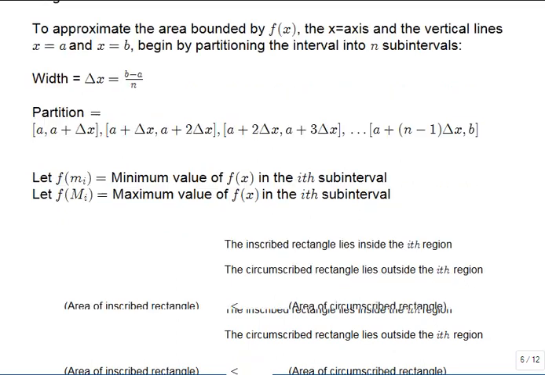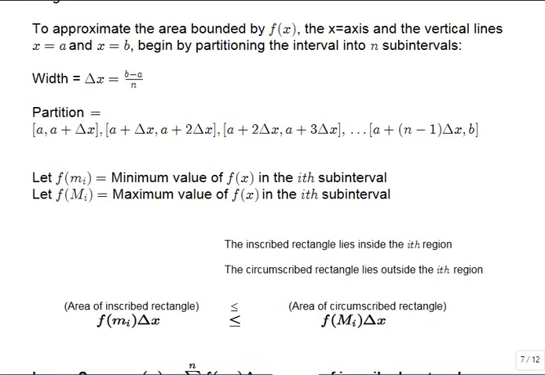So let's generalize this whole process that we just talked about. To approximate the area under or bounded by a function f of x, the x-axis, and the vertical lines x equals a and x equals b, we're going to begin by partitioning the interval into n subintervals. So we're basically trying to find the area under our function from a to b, and we're going to chop it up into n little subintervals.